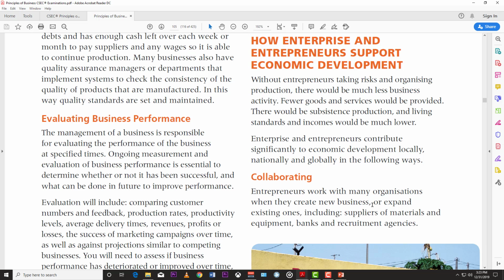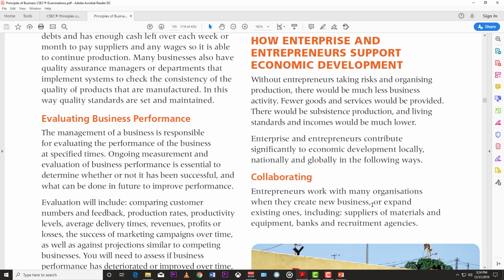You have collaborating. That's one. Right, so entrepreneurs work with many organizations when they create new businesses or expand existing ones, including suppliers of materials and equipment, banks, and recruitment agencies. So the entrepreneurs, they collaborate with them.